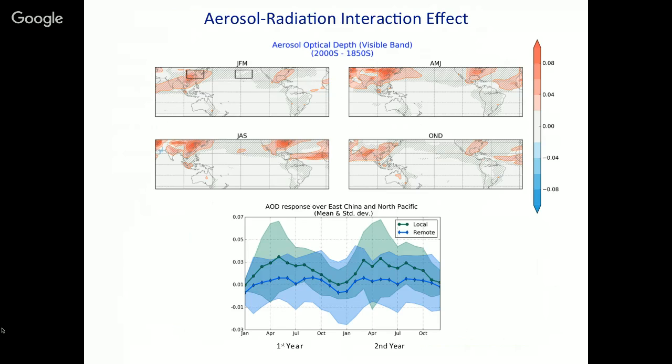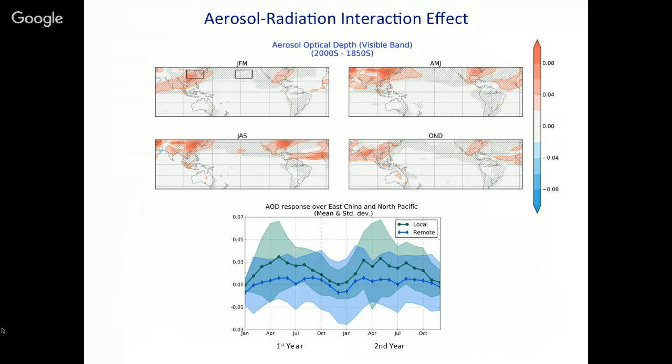The local response is shown in blue, and there also you see a seasonal cycle. But there are 2 very clear things you can see. First, locally the response is greater. The remote response is smaller. As you can see, the mean is smaller. And the spread is essentially the first standard deviation. So there is a lot of spread from year to year. How much of an AOD change in a particular month has a lot of variability in it.